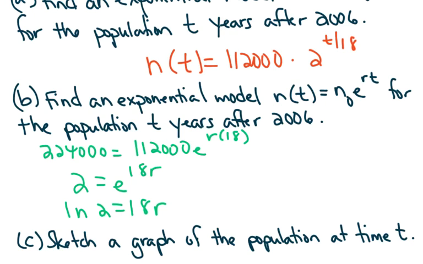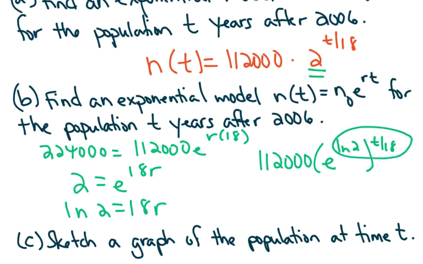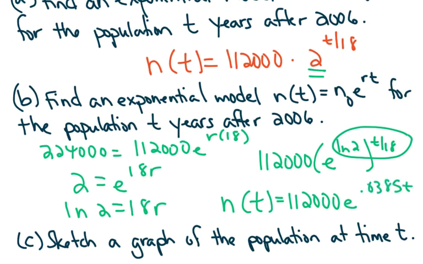Another way of doing it was to replace the 2 with e to the natural log of 2. So you could do 112,000 e to the natural log of 2 t over 18. And then you would multiply these exponents together, and you should get the exact same decimal that you would if you just do the natural log of 2 over 18, which is 0.0385. So the equation is n of t is equal to 112,000 e to the 0.0385t.